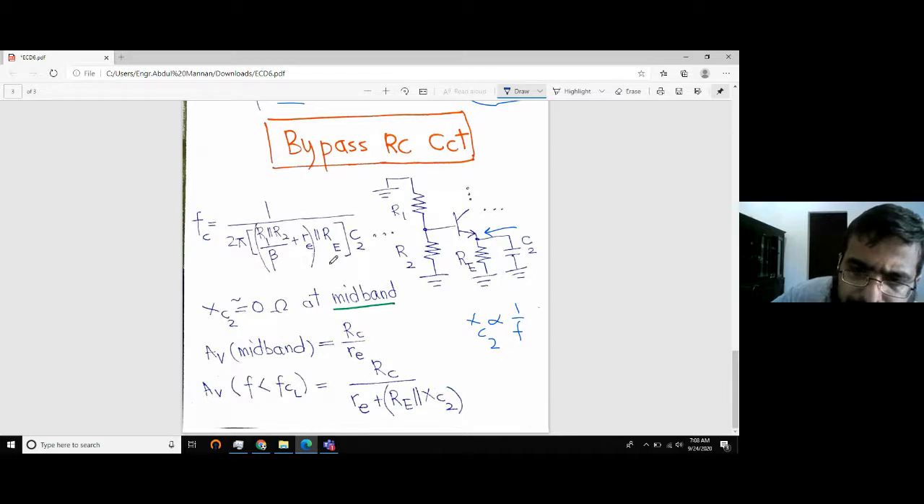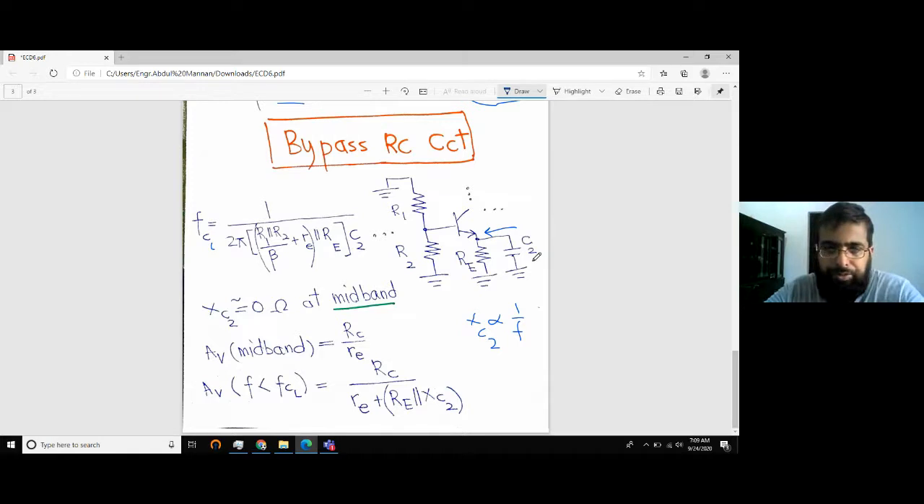So this R and this C form an RC circuit, and the cutoff frequency introduced by the capacitor C2 would be FCL, the lower cutoff frequency. So now we have expressions to compute the lower cutoff frequency using the input coupling capacitor, the output coupling capacitor, and the bypass capacitor. Practically we'll have three cutoff frequency values, one from C1, one from C3, and one from C2.